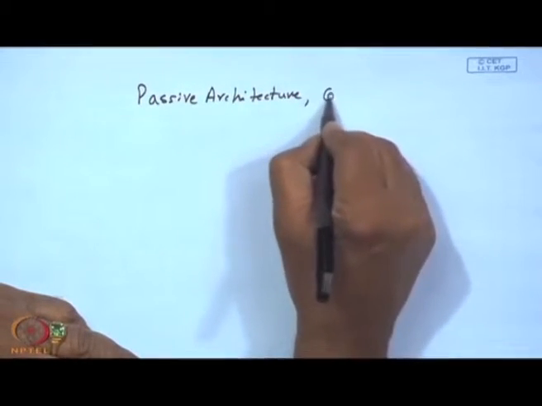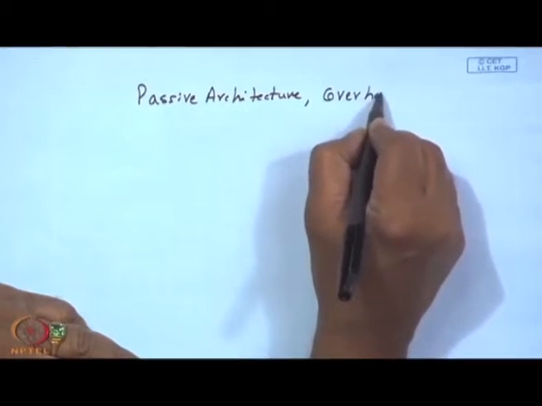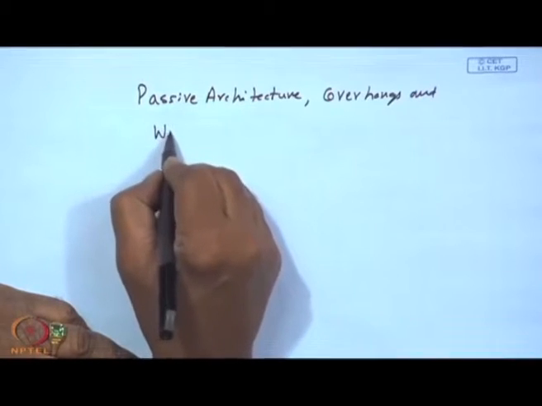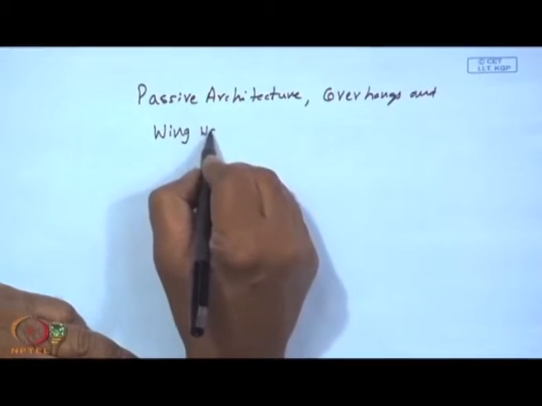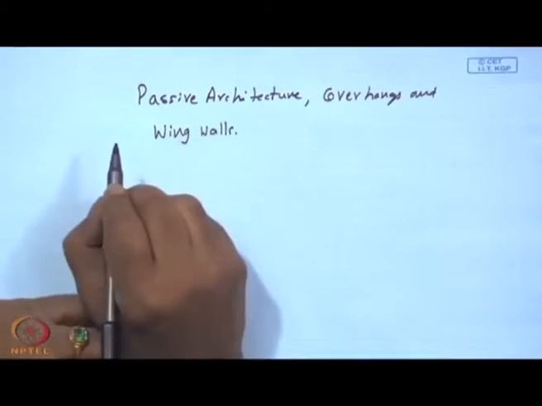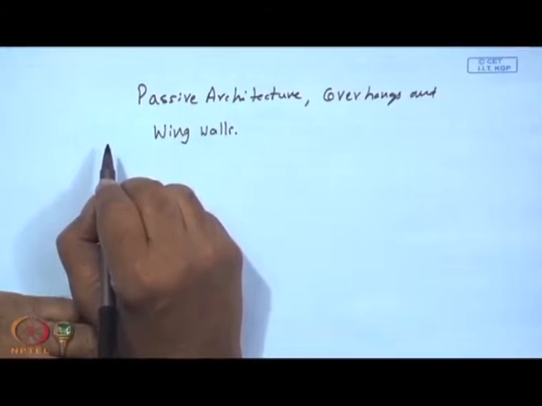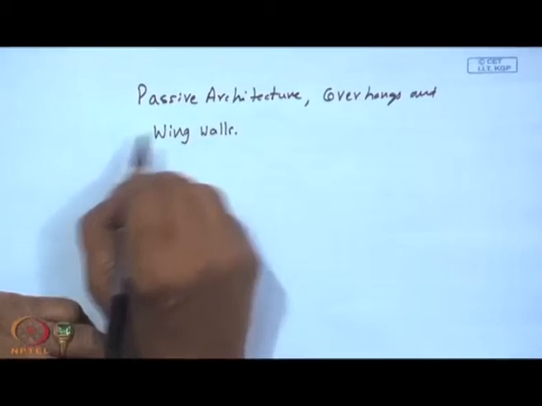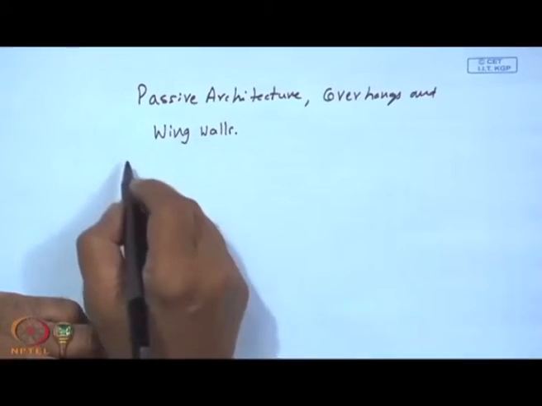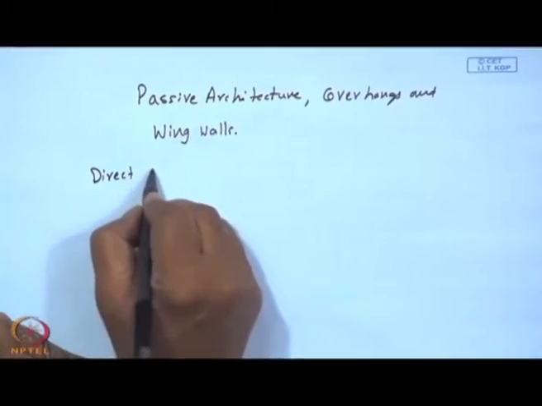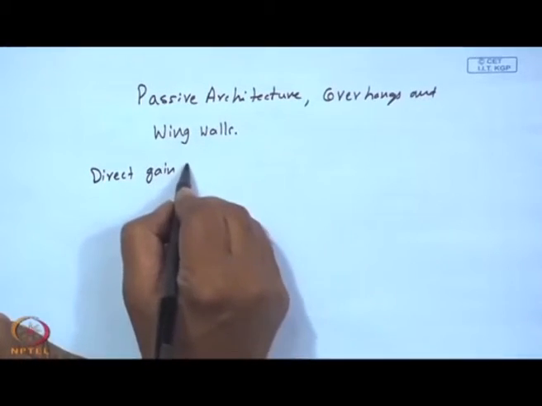which will include overhangs and wing walls. This, all of us have seen it, possibly we may not be knowing the name of it, but then I shall tell you it is very simple. And there can be a direct gain window.